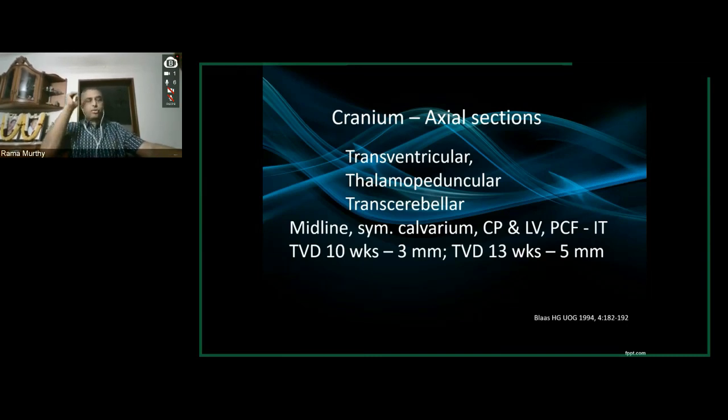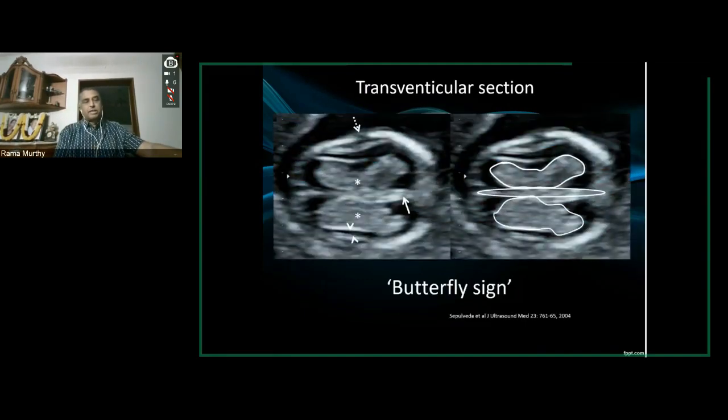Now, here are a few standard pictures. This is a classical transventricular section, and in this, immediately you recognize the presence of the midline falx echoes that you see, and you have two echogenic choroid plexuses on either side. This midline and the two choroid plexuses mimic a butterfly, and this was Sepulveda's 2004 article, which called it the butterfly sign.